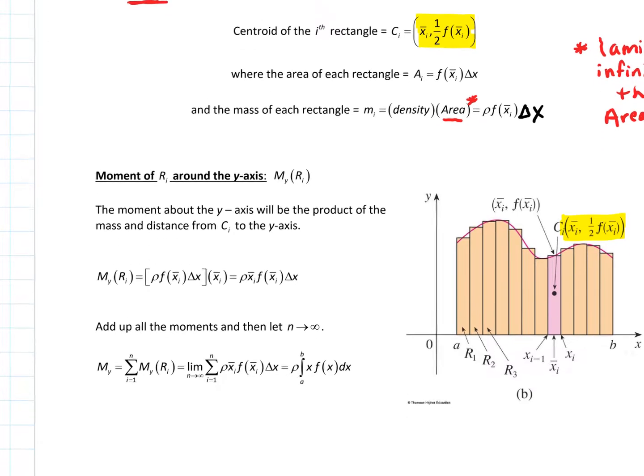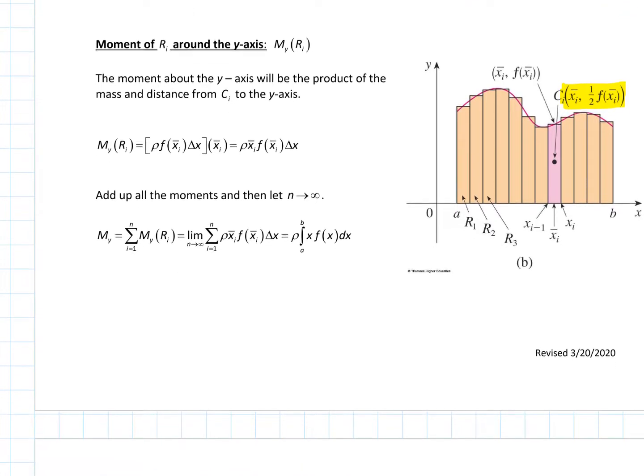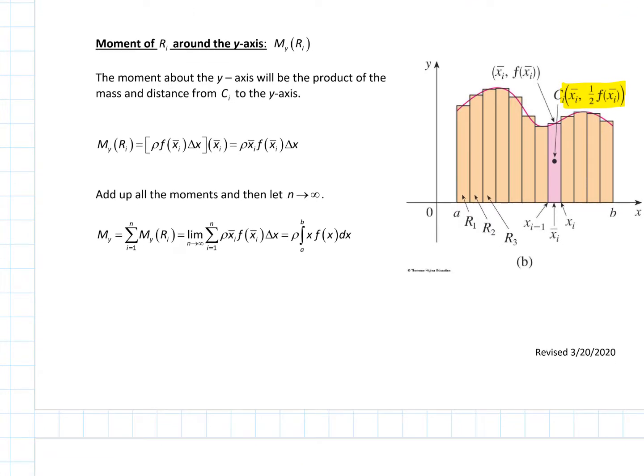So what is the moment about the y-axis? What is the tendency of this particular lamina that we have graphed here, that we've broken up, defined as we have with f of x being a positive function from a to b? What is the moment of that region to rotate about the y-axis? The tendency to rotate about the y-axis has to do with the mass and the distance to that rectangle.